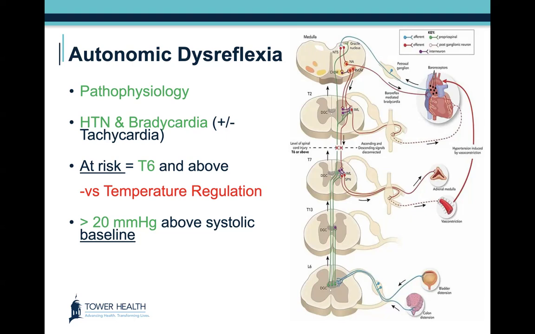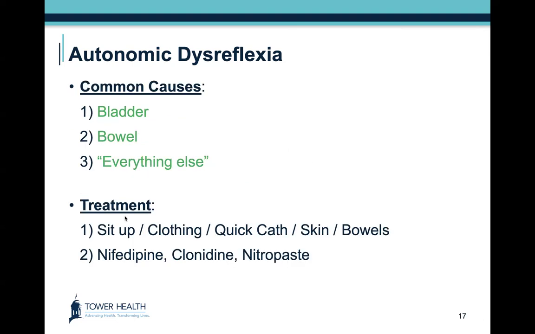It's something that you constantly want to be educating people who are at risk for it about, what it is and what the signs and symptoms are. What are some of the signs and symptoms? Actually, I don't have a slide on that, but again, hypertension, bradycardia, you can get piloerection above the level of injury. You can have sweating and skin flushing above the level of injury, whereas below the level of injury, you're basically going to have nothing.